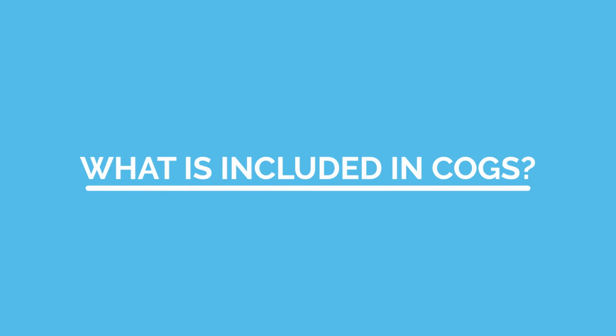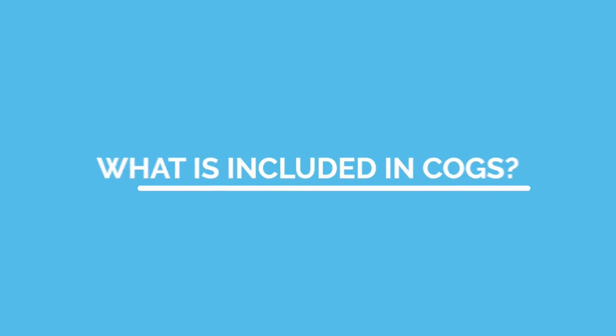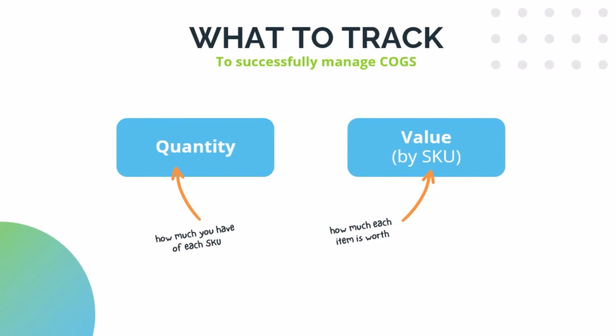In order to successfully manage cost of goods sold and the movement of inventory from inventory on your balance sheet to COGS as an expense on your P&L, you need to be able to track two things. The quantity of your inventory, so how much you have of each SKU, and the value of that inventory by SKU. So what does that look like? How do you track the value of your inventory?